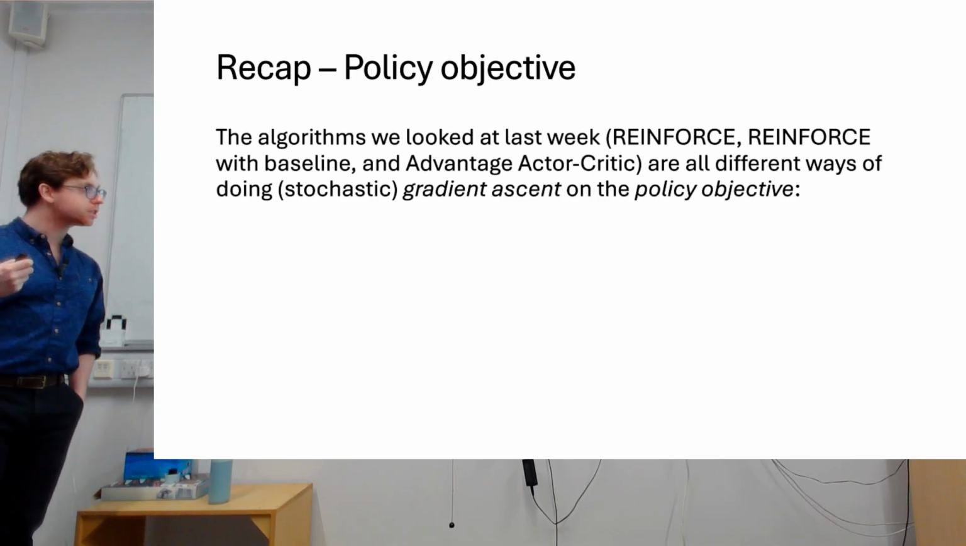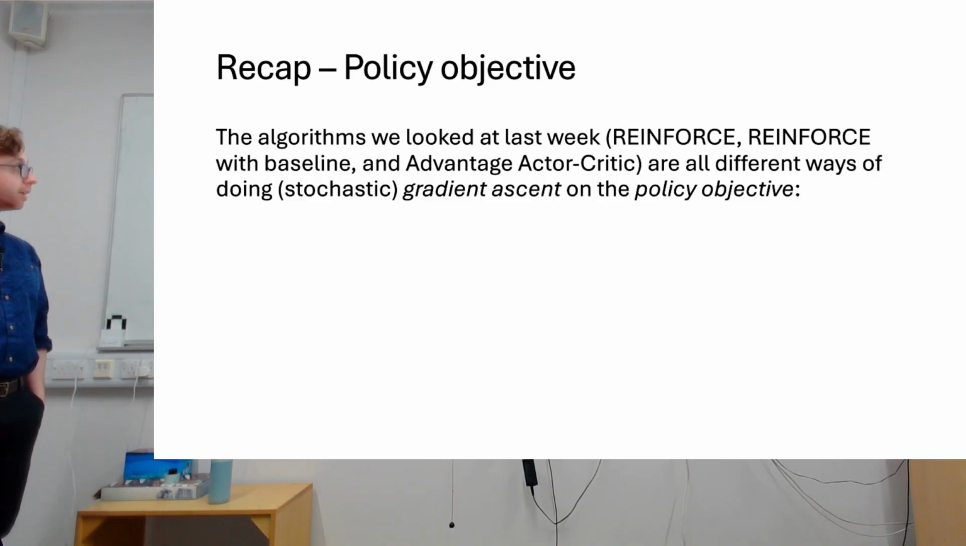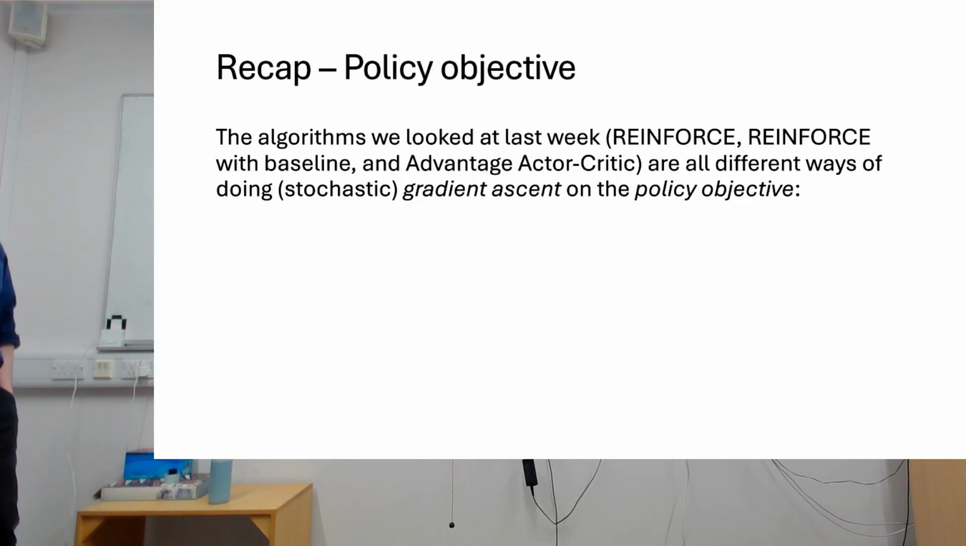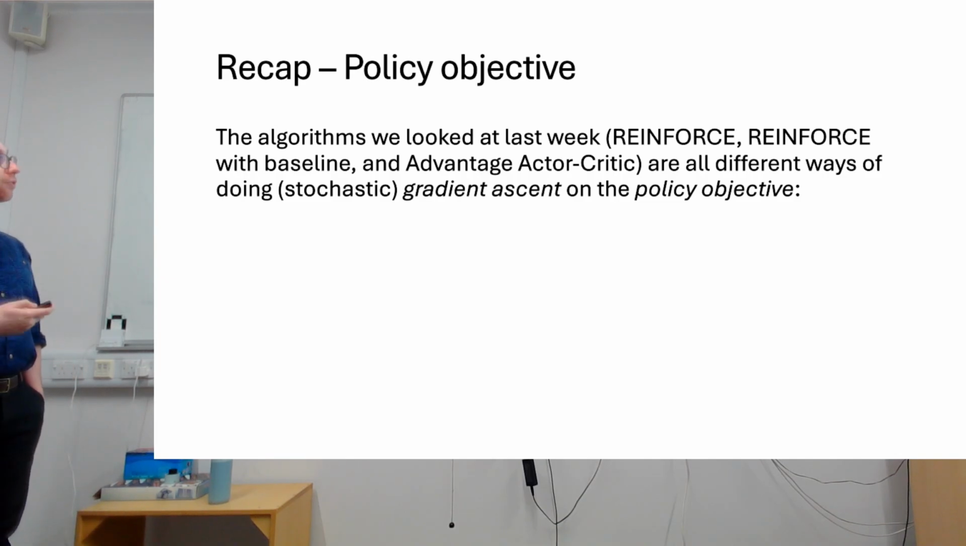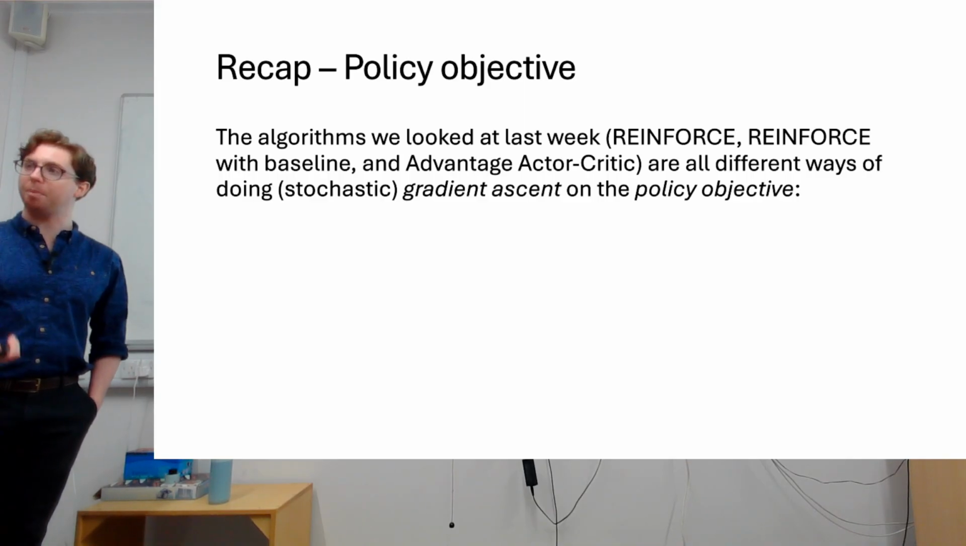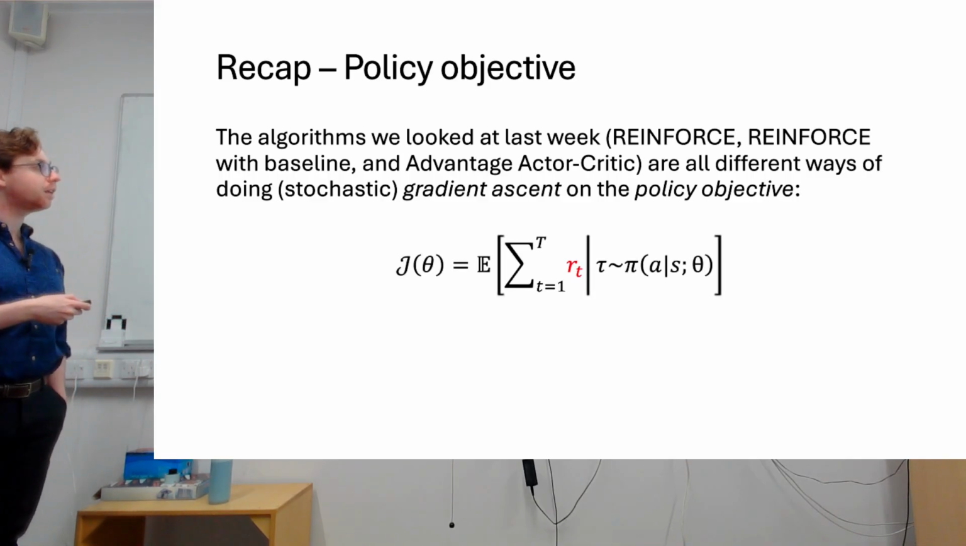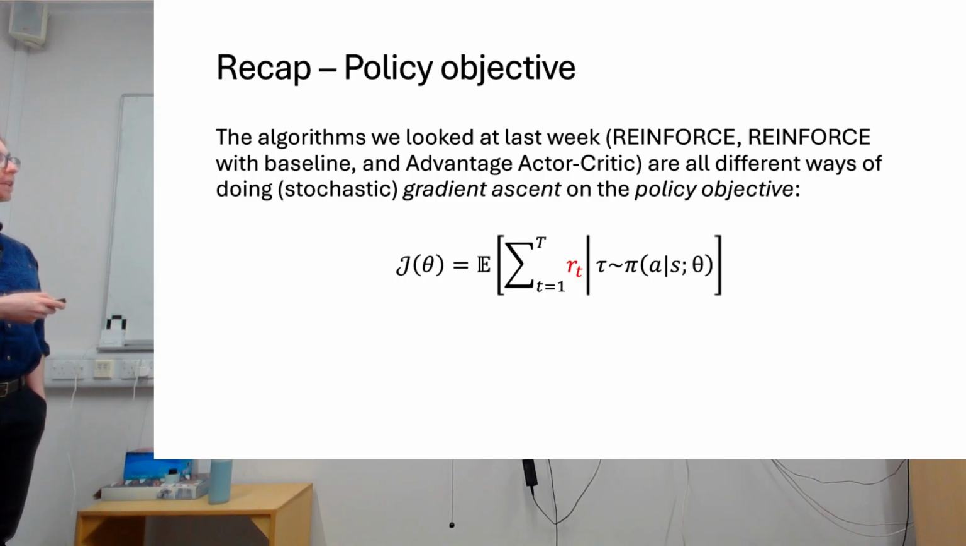So last week we covered REINFORCE with baseline, and advantage actor-critic. And we also saw that REINFORCE with baseline is just secretly a particular choice of advantage actor-critic. And all of these methods are different ways of performing gradient ascent on the policy objective. By the policy objective, I just mean the expected return when I sample trajectories according to my policy, right?